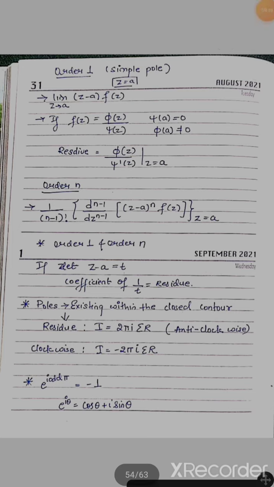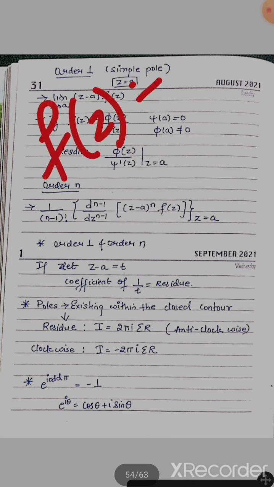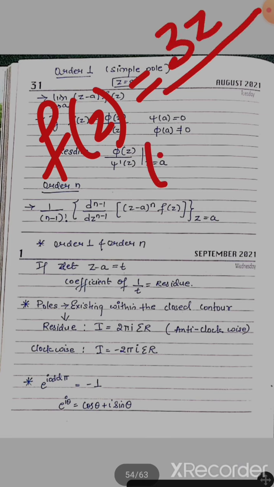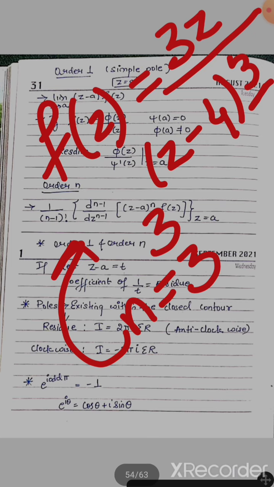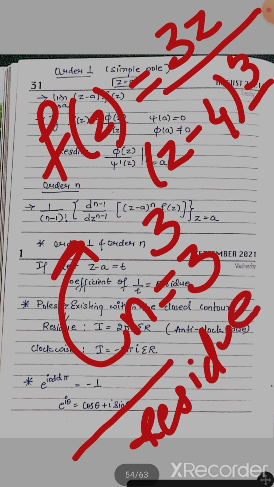But for the order n pole, we will have the function f of z equal to, I can say, 3z upon (z minus 4) to the power of 3. See, the order is 3. The value of n is 3. Just substitute in the formula, that is 1 by (3 minus 1) factorial, d by dz to the power of 3 minus 1. You will get a value here. After finding this value, find the residue. This is what is important to solve for order 1 pole and order n pole.